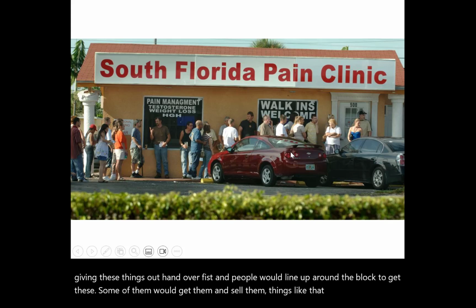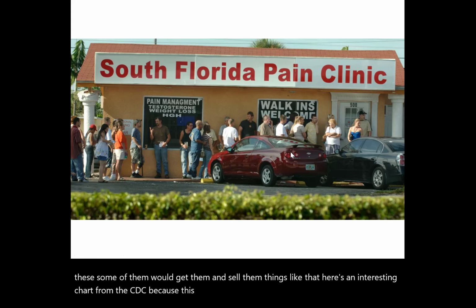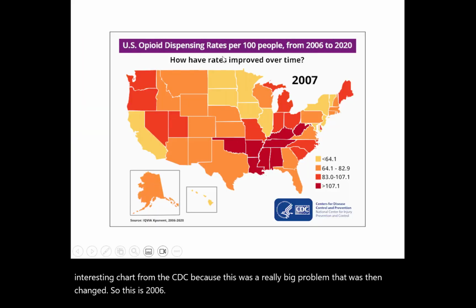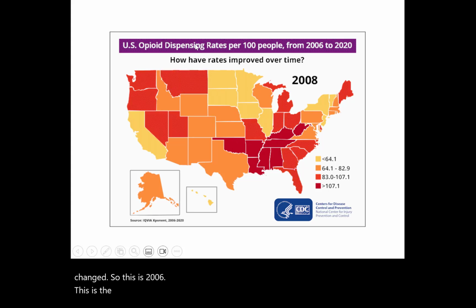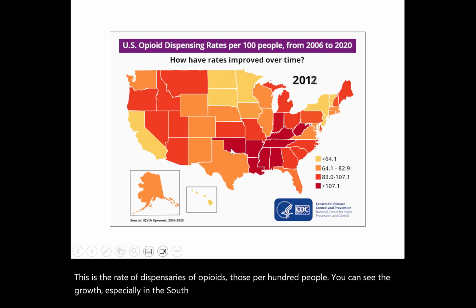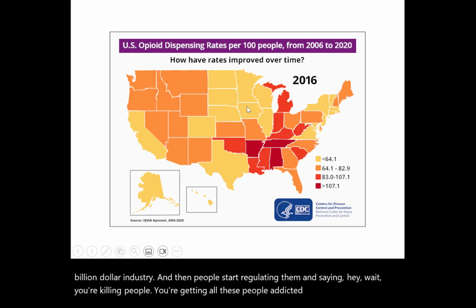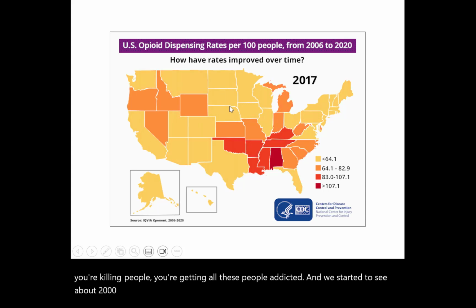Here's an interesting chart from the CDC because this was a really big problem that was then changed. So this is 2006. This is the rate of dispensaries of opioids, those per 100 people. You can see the growth, especially in the South, the incredible growth that happened. This is a multi-billion-dollar industry. And then people start regulating them and saying, hey, wait, you're killing people. You're getting all these people addicted. And we started to see, about 2014, the decrease in these dispensaries that occurred because just so many people were getting addicted to this.